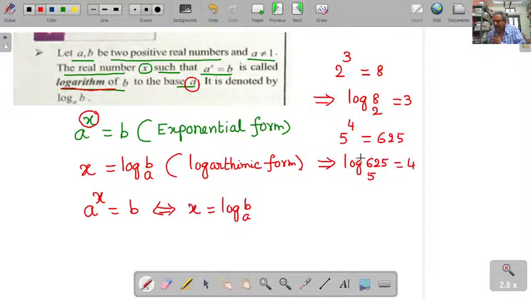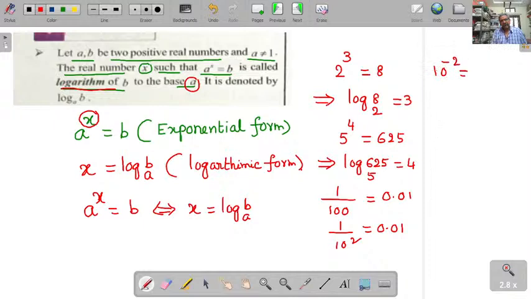Let's have one more example. 1 by 100 is 0.01, which we can write as 1 by 10 square. So 10 power minus 2 is equal to 0.01. This minus 2 is called the logarithm of 0.01 to the base 10. That means log of 0.01 to the base 10 is equal to minus 2. So this is the concept of the logarithm.